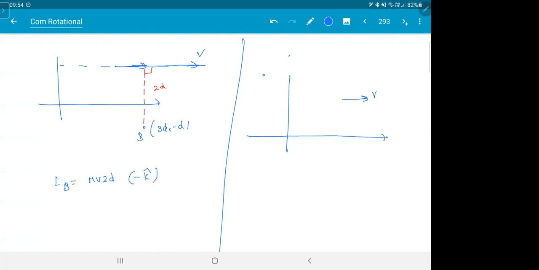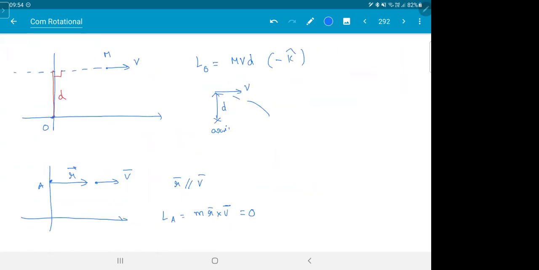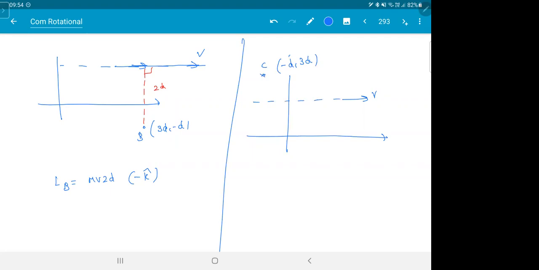This is V, C is here now. Minus D, comma 3D. 3D only, na? 4D. Extend the vector, drop a perpendicular. This would be 2D because this is already at a D height. Hope everyone is getting that. The only catch will be, in this case, the direction would be this rotation. It will be M V 2D plus k cap. Check out the magnitudes and the signs. Anything you didn't get, ask me.